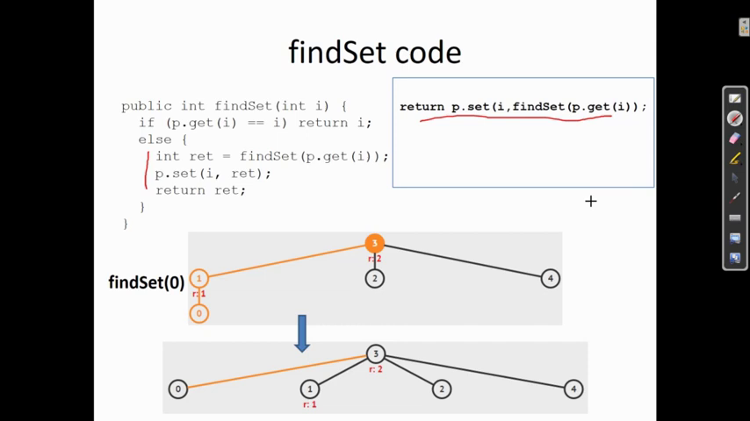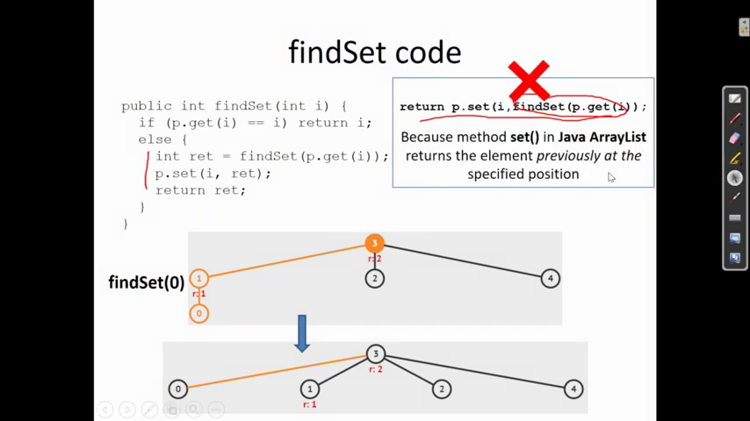This won't work. Why? Because you would expect that P set will return the item that is stored at I, right? Here I am setting I to be whatever is returned by find set, correct? Then you expect that P set will return this, but it doesn't. It actually returns the element that was previously there before you set it. So you will get the wrong answer. Okay, so don't use this.